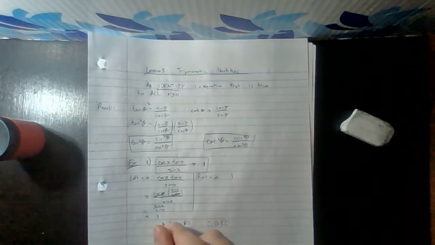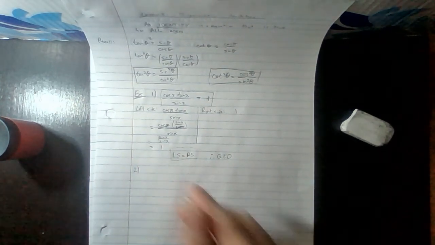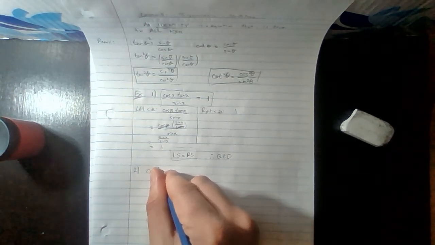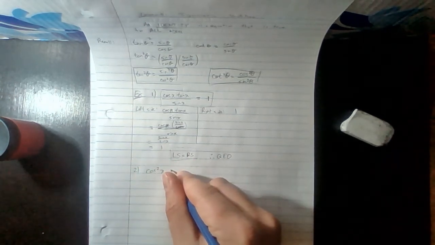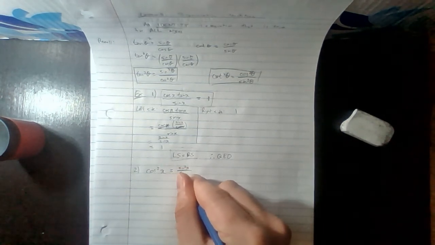But more or less, just saying left side equals right side, we just want to prove whether or not this is an identity. That's all we're looking for with these questions. We want to make sure that the left side always equals the right side. Number 2, cos squared x equals sine squared x over tan squared x.